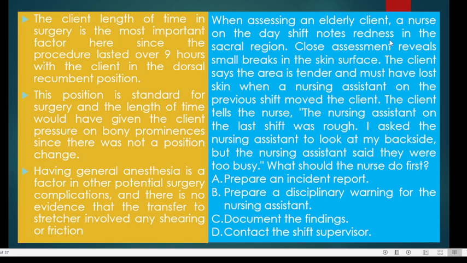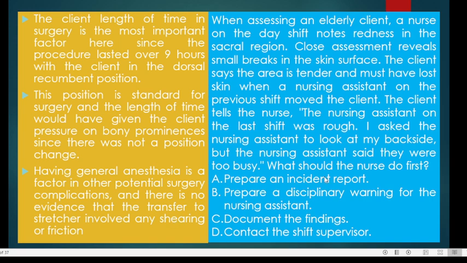When assessing an elderly client, a nurse on the day shift notes redness in the sacral region. Close assessment reveals small breaks in the skin surface. The client says that this area is tender and must have lost the skin when a nursing assistant on the previous shift moved the patient. The client tells the nurse the nursing assistant on the last shift was rough. I asked the nursing assistant to look at my backside, but the nursing assistant said they were too busy. What should the nurse do first?